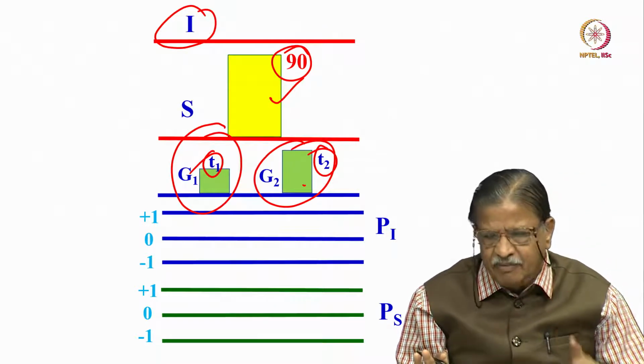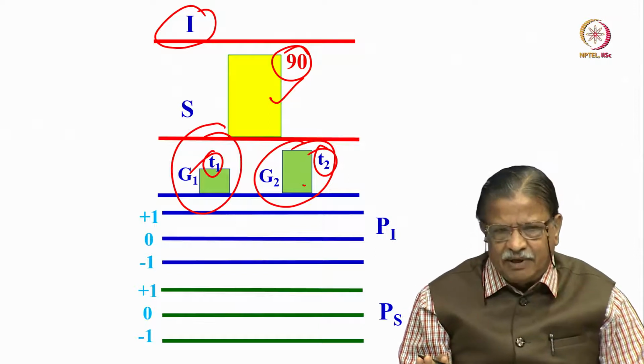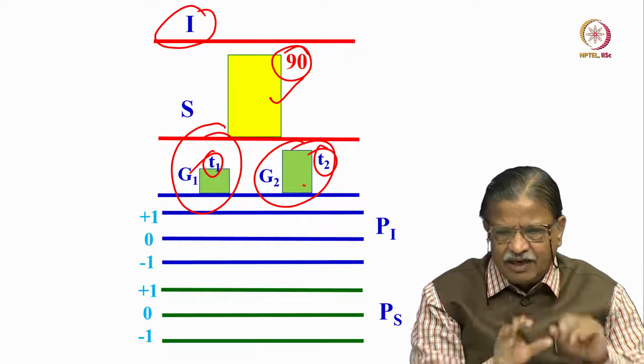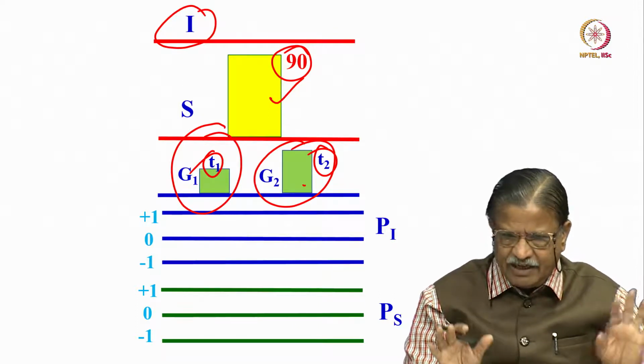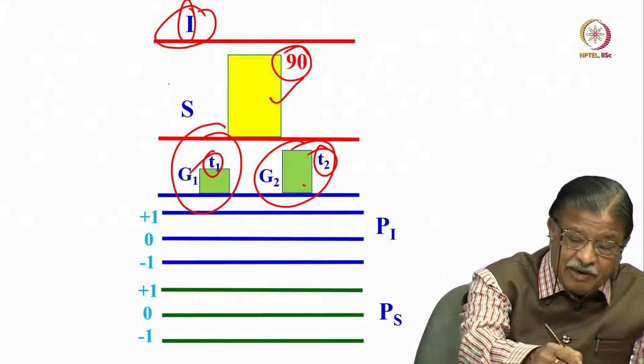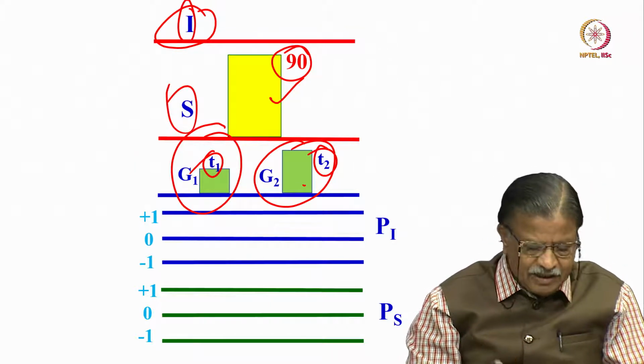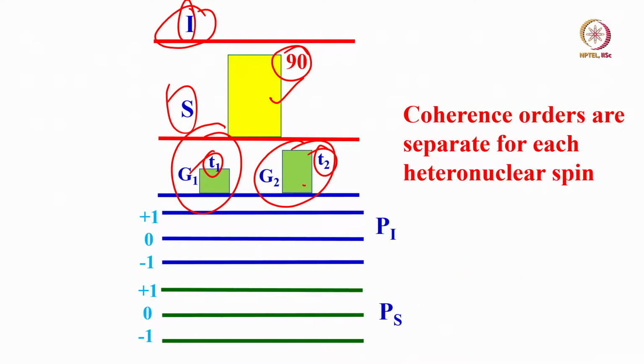Please understand, the pulse is applied only on the S spin, but the gradient is applied for both. The gradient is general, it is not on a particular spin. The pulse can be applied on a particular nucleus, but the gradient is applied just like that for everything. Now coherence orders are separate for each heteronuclear spin. The coherence order for I is different and the coherence order for S is different. They are not the same.